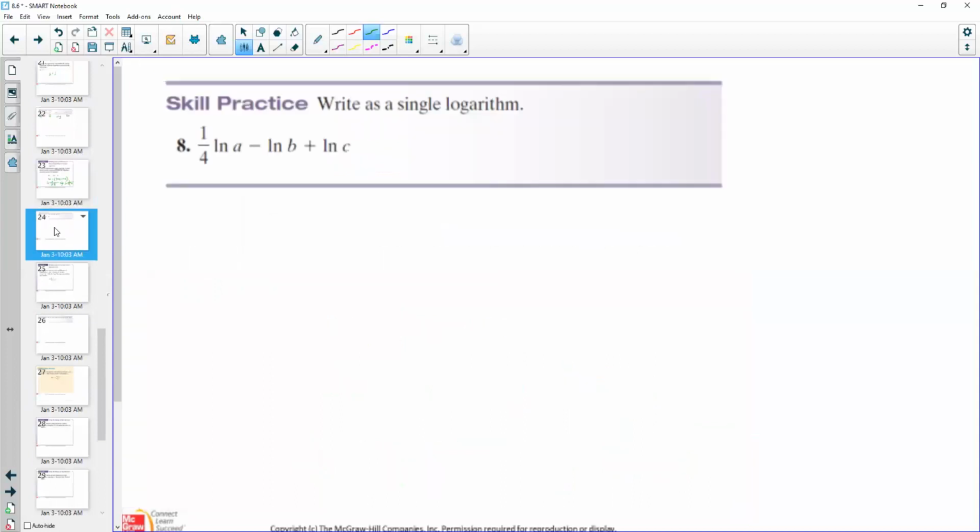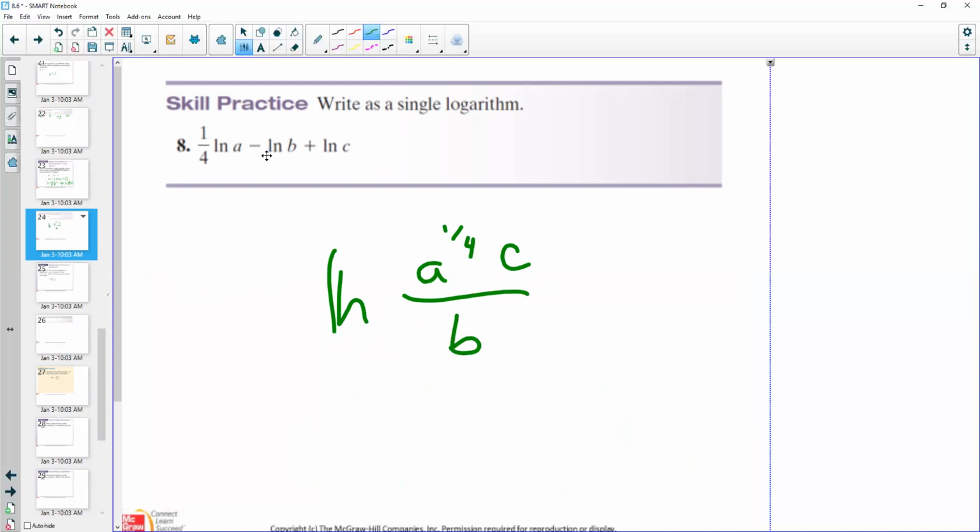Okay. This guy you can try. When you are finished, you should have ln, which I try to keep writing as 1 letter, a to the 4th, or the 4th root of a, c over b. Okay, remember that this b right here is what's being subtracted, so that's what goes in the denominator.